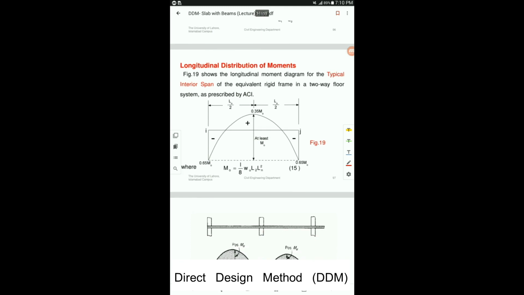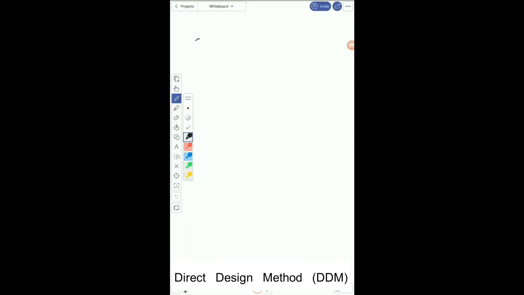Now the main thing is to longitudinally distribute the total factored static moment M0, which we have calculated in the first step. Before this, I will just explain a few things. Always remember that at the support locations, you will always have a negative moment over there. And in between the supports, where there's a span or mid-span, you will always have the positive moments over there.